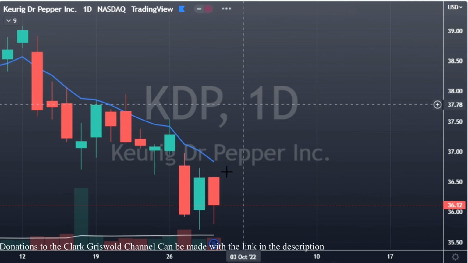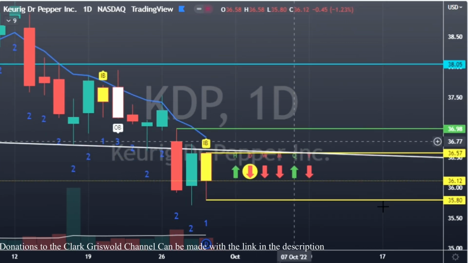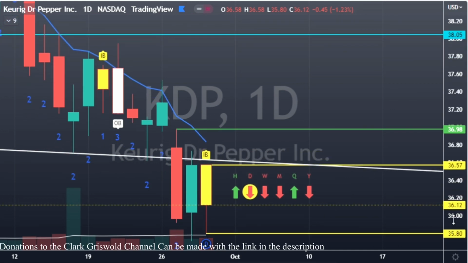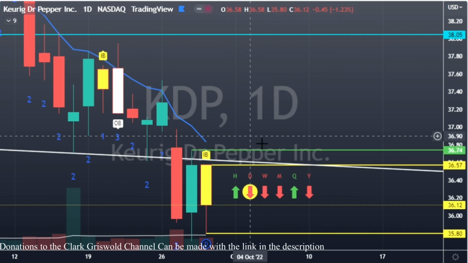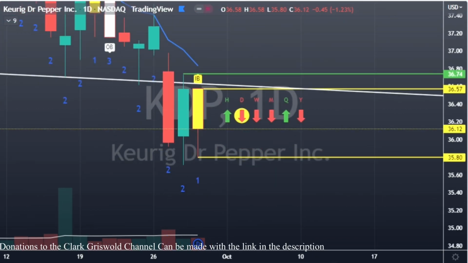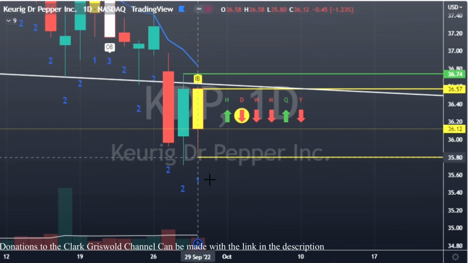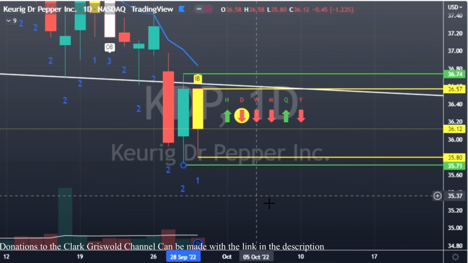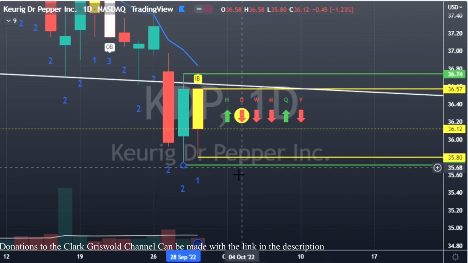Keurig Dr. Pepper, inside bar, and that's an ugly hammer, but we can call it a hammer candle. Calls at 36.57 and puts at 35.80. Let's mark that target out for you guys. And let's do the bottom one as well. For the puts, we can mark targets at 35.71. Not great magnitude to that downside.